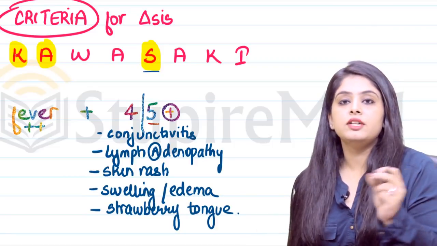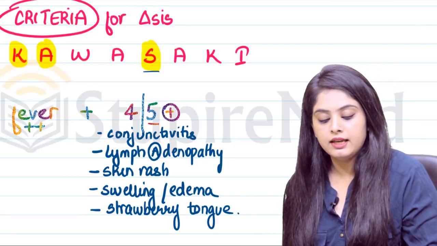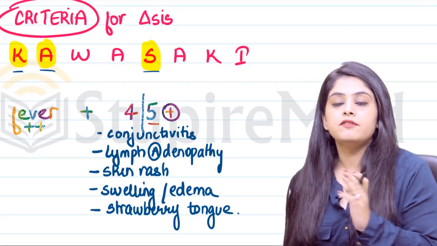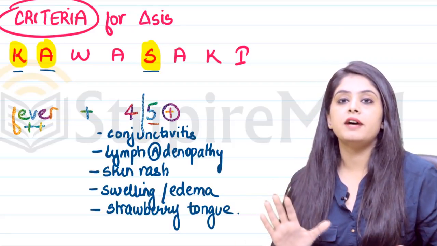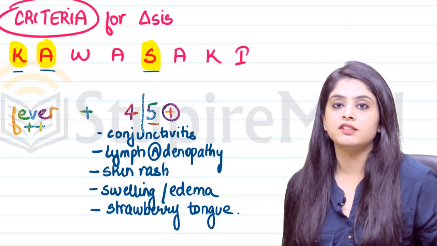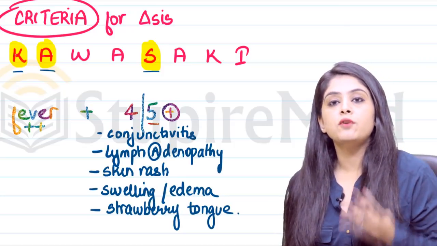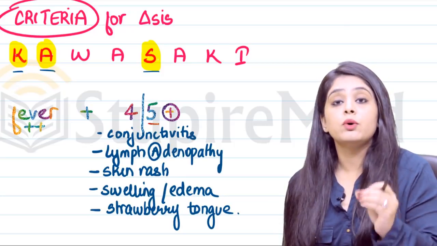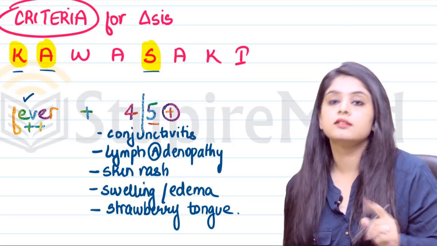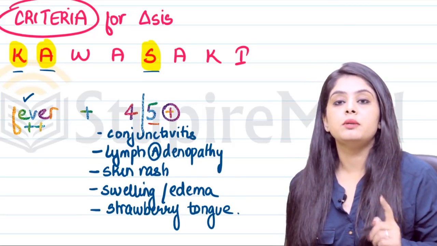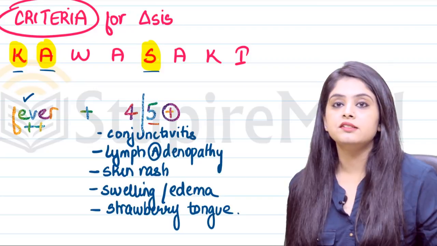So these 3 letters, K, A and S, if you put them together, these are your 5 criterias of Kawasaki. Out of these, any 4 need to be present, and what definitely needs to be present is fever. That is when you will make a diagnosis of Kawasaki disease.